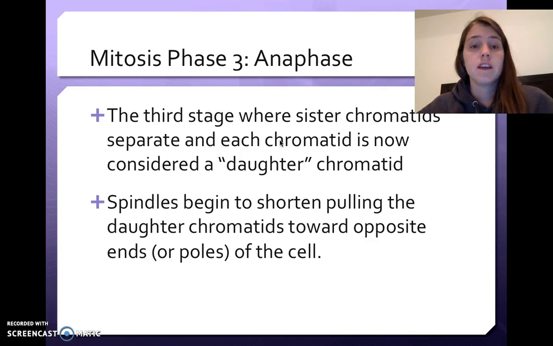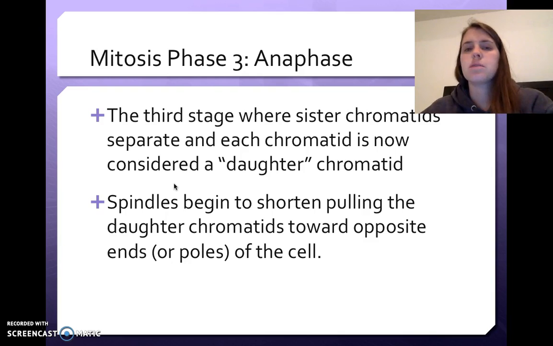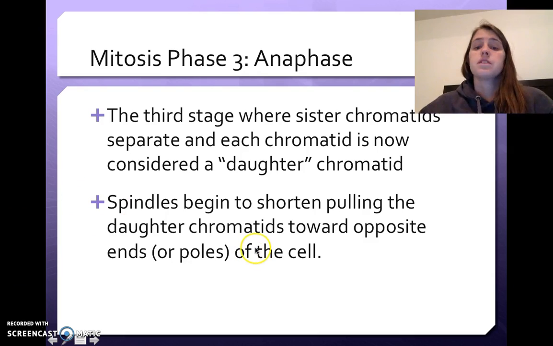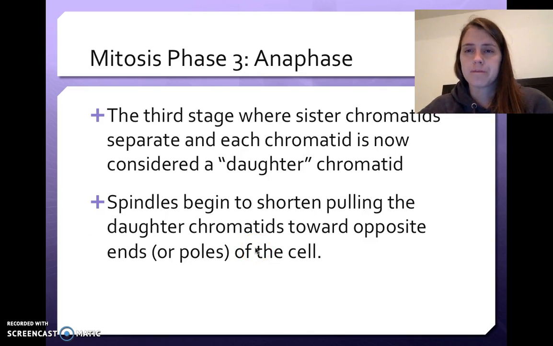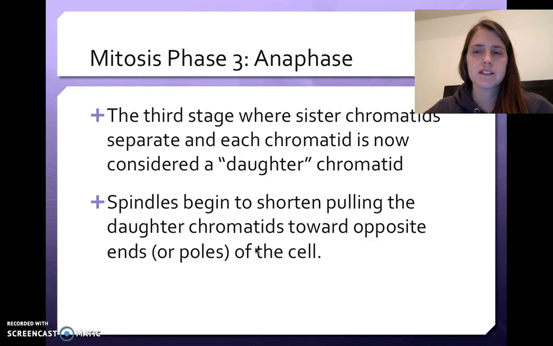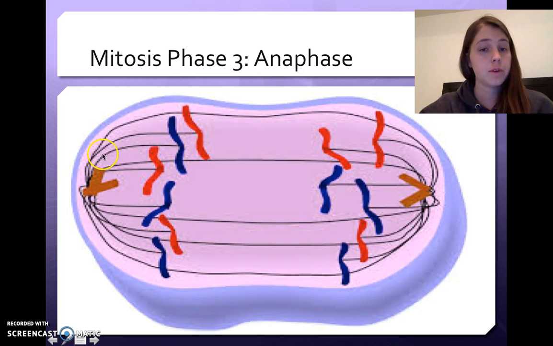So this is anaphase, the third stage, where these sister chromatids are separated, and each chromatid is now considered a daughter chromatid. I don't know why they didn't use son chromatid, but daughter chromatids is what they use. It just means it's the new chromosome for that new cell. The spindles also begin to shorten, pulling the daughter chromatids towards opposite ends, or the poles. So again, each of those centrioles are reeling in each of these daughter chromatids like a fisherman reels in a fish.